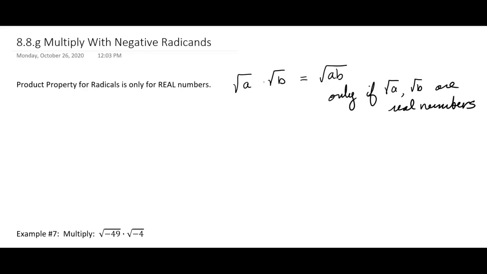Okay, now in the past we didn't deal with any imaginary numbers because we didn't know about them, so it didn't really come into play. But now sometimes students think that they can use this rule, but that rule only applies for real numbers. So the product property for radicals is only for real numbers. So what do you do if you don't have real numbers? Okay, so we'll show you.